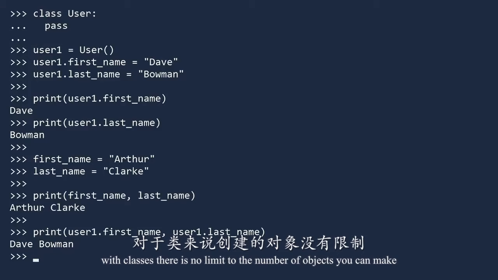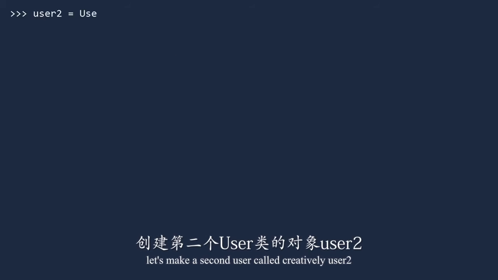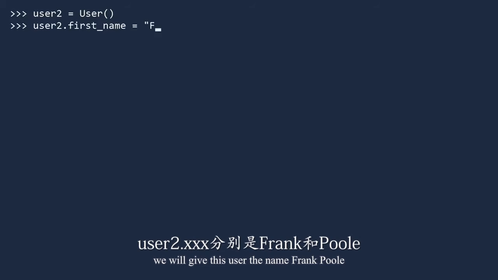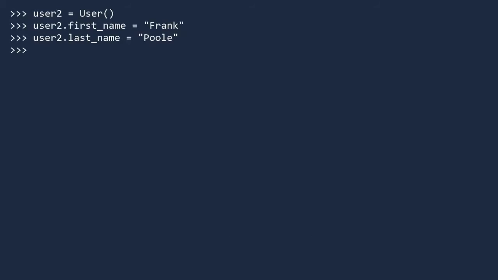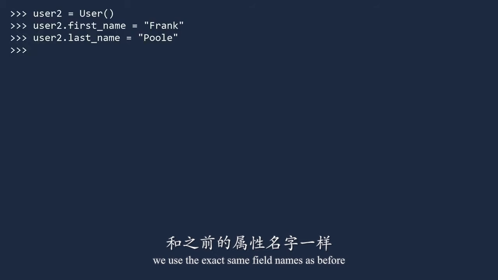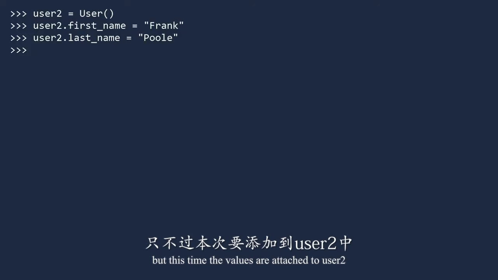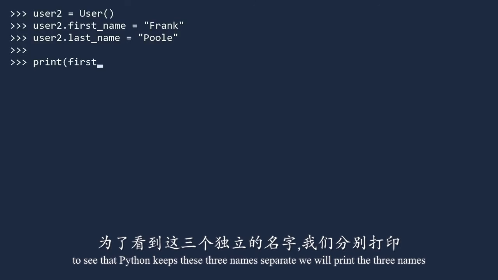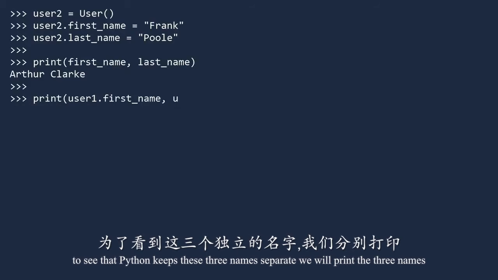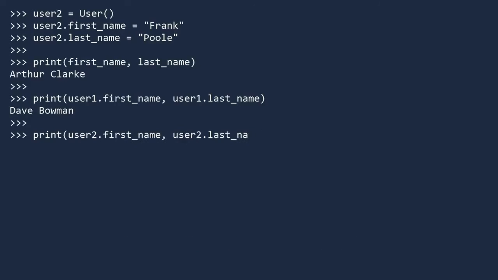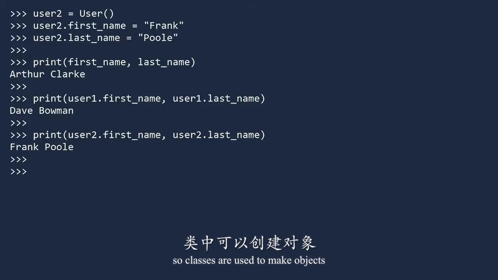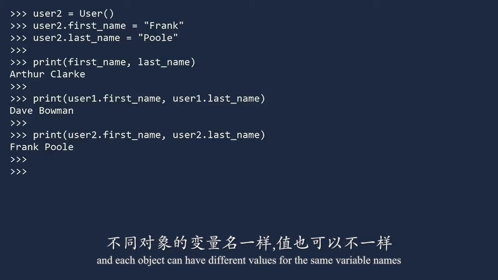With classes, there is no limit to the number of objects you can make. Let's make a second user, called creatively user2. We will give this user the name Frank Poole. We use the exact same field names as before, but this time the values are attached to user2. To see that Python keeps these three names separate, we will print the three names. So classes are used to make objects, and each object can have different values for the same variable names.